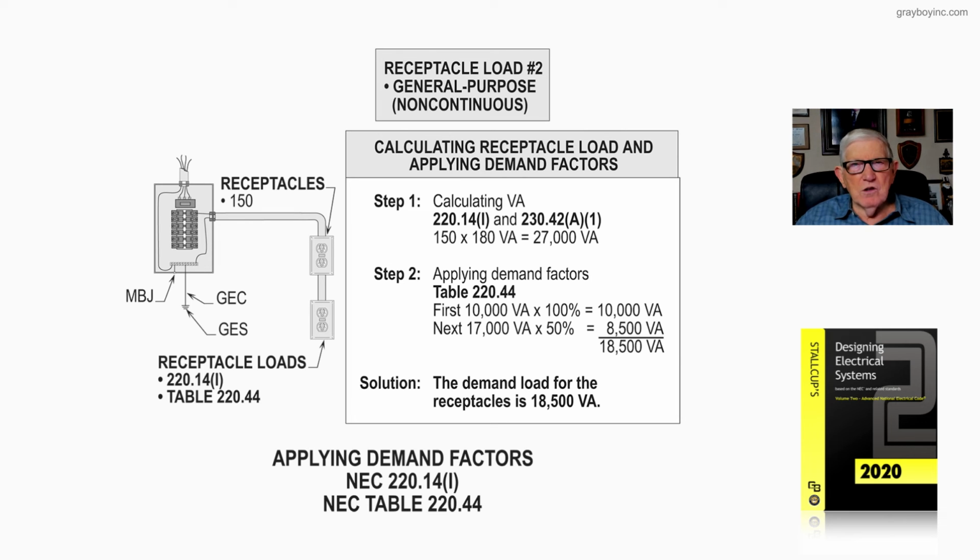So in the solution, the demand factor for the receptacles is 18,500 VA, and that's exactly what this figure 23-10A is illustrating to the user of the NEC.